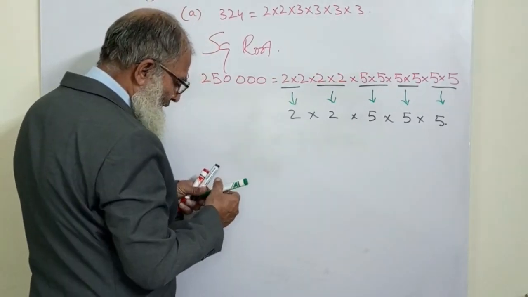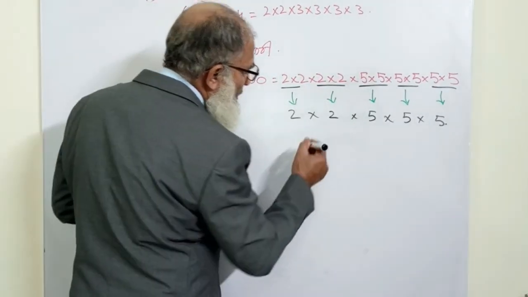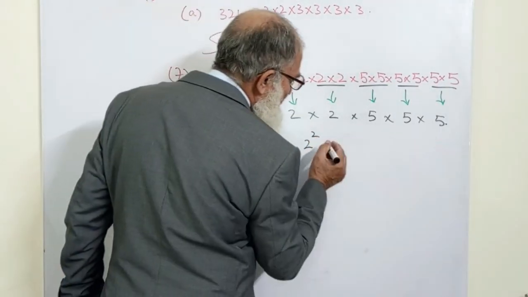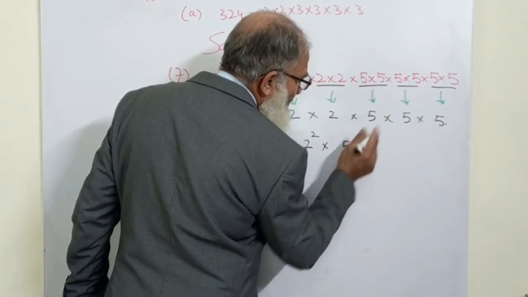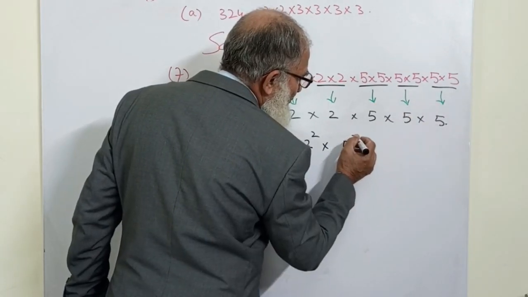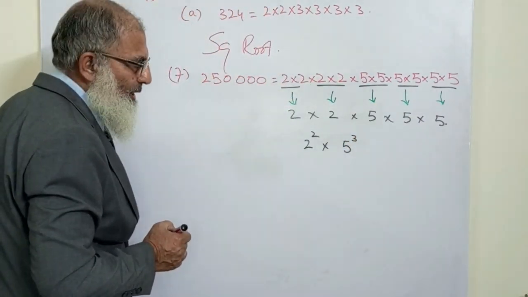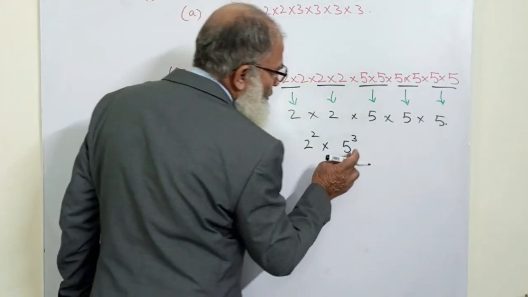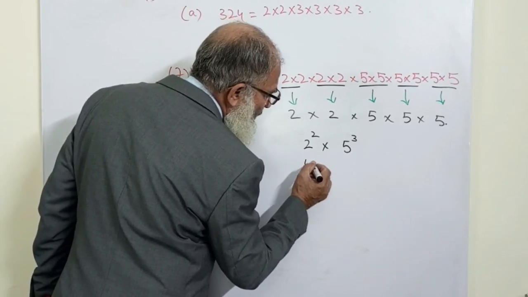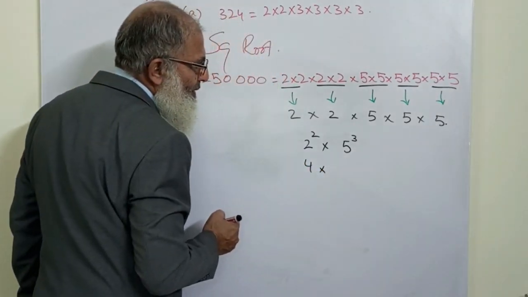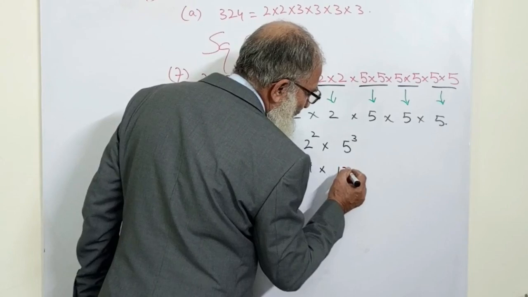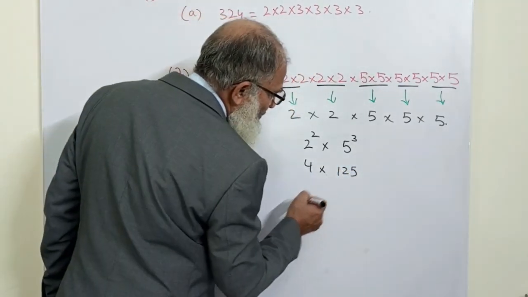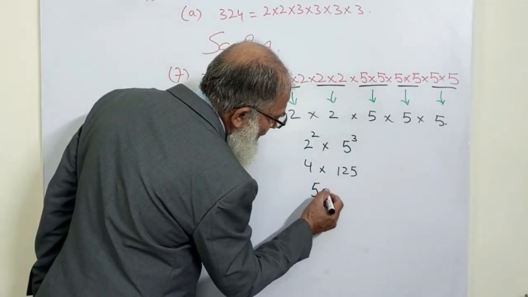There is a multiplication sign, and I can write here 2 raised to power 2. And again, the bases are the same and there are 3 powers. So I can write it over here like this. So what comes out of here? 4 multiplied by 125. And what comes in the end? 500.